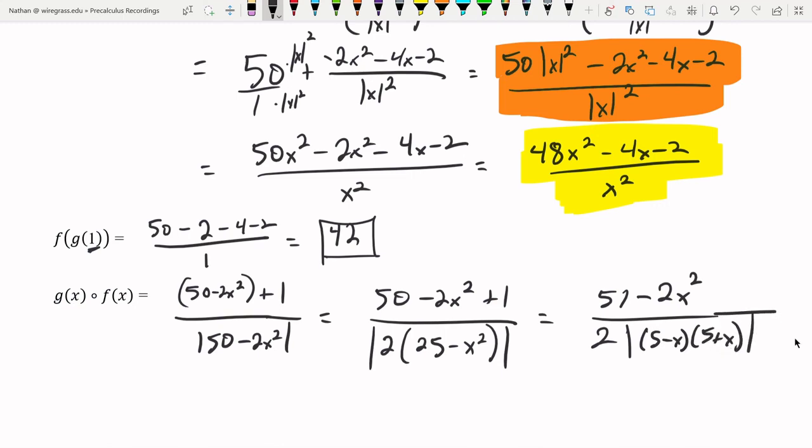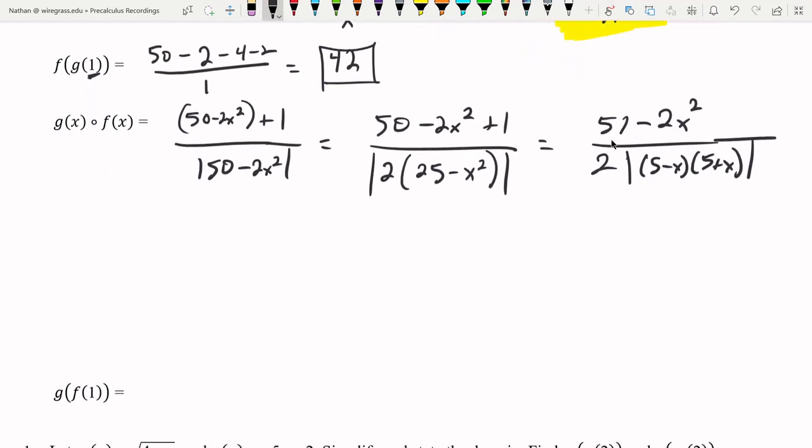And this one, I believe we're going to need to leave the absolute value in because we can get negatives from this. If x is some big positive number like 100, we're going to get a negative times a positive, which is a negative, and the absolute value does change the answer from that. So we can't actually simplify any further from there.